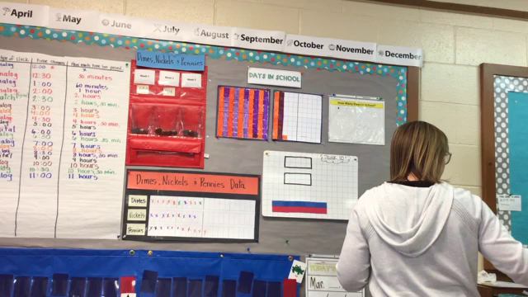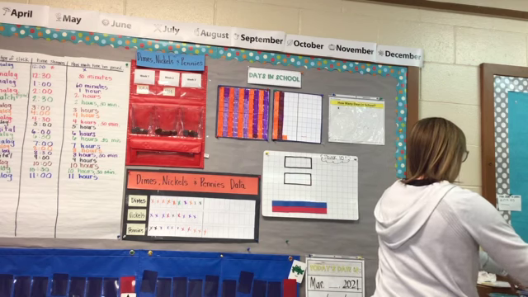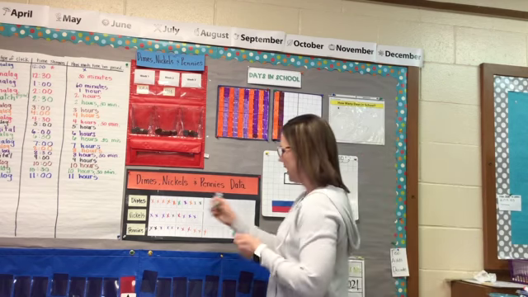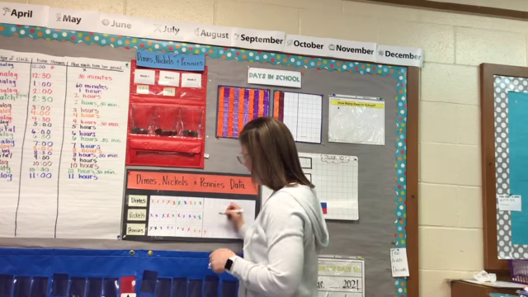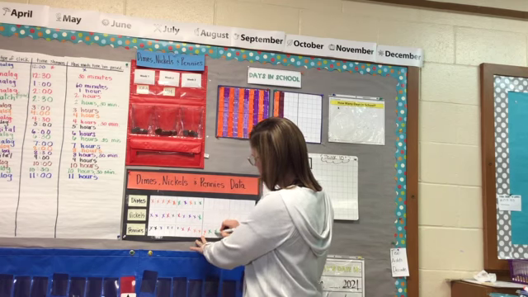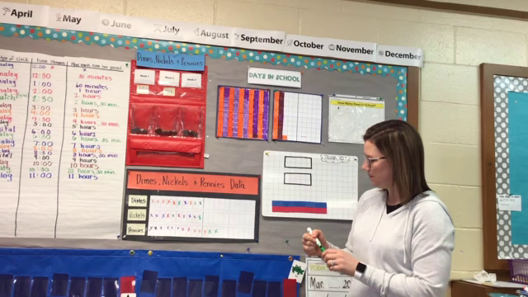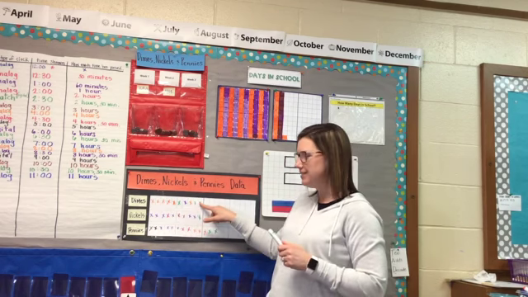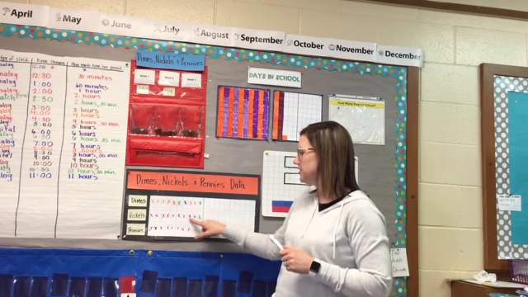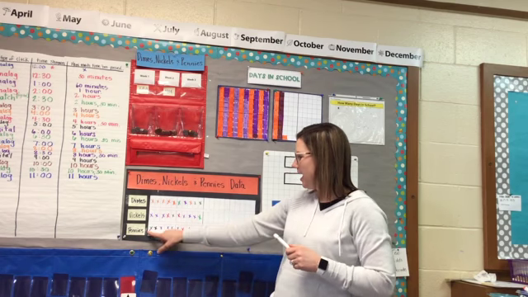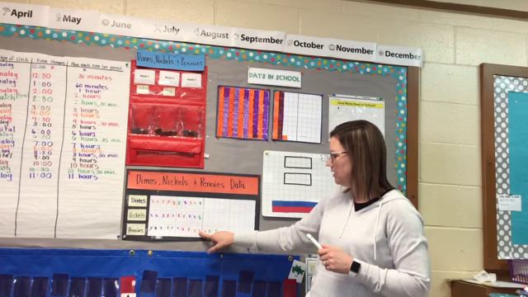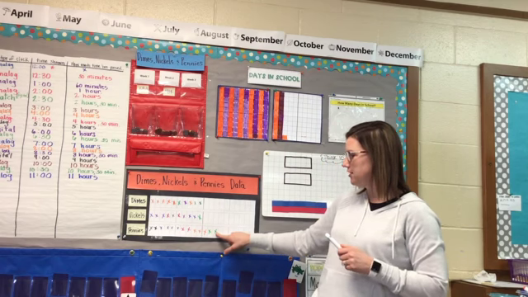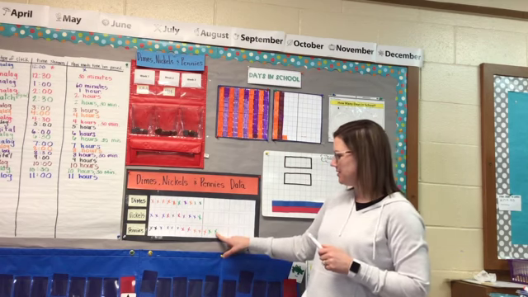So let's add it to our graph. I'm going to add another nickel, and then I'm going to add 2 more pennies. So you can see by looking at our graph that we have 10 dimes, we have 10 nickels, and we have 10, 11, 12, 13 pennies.